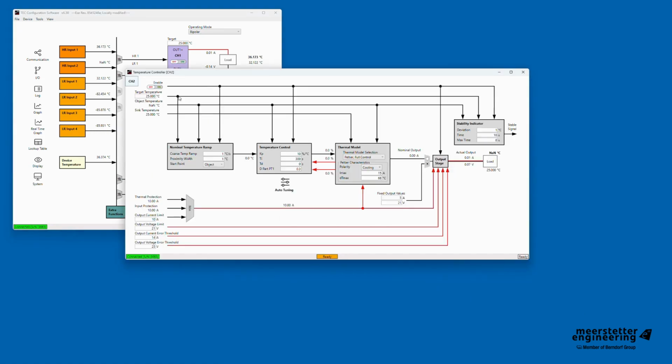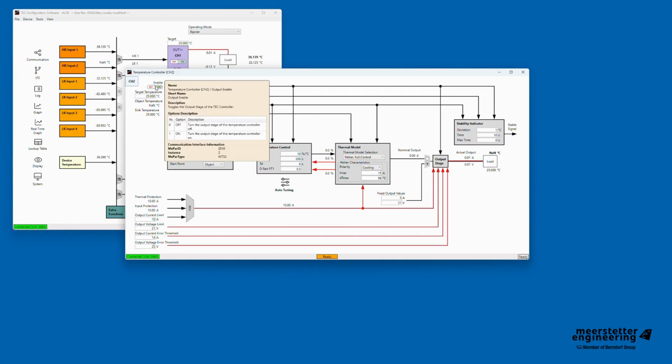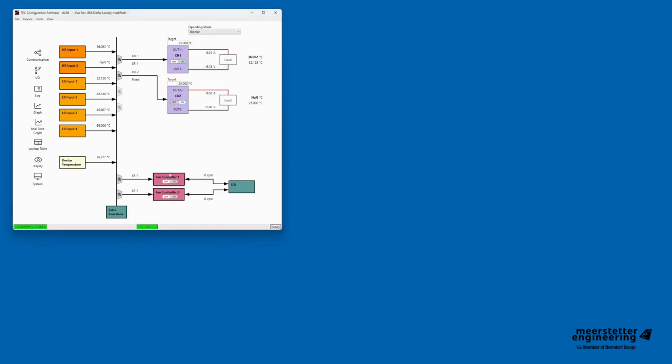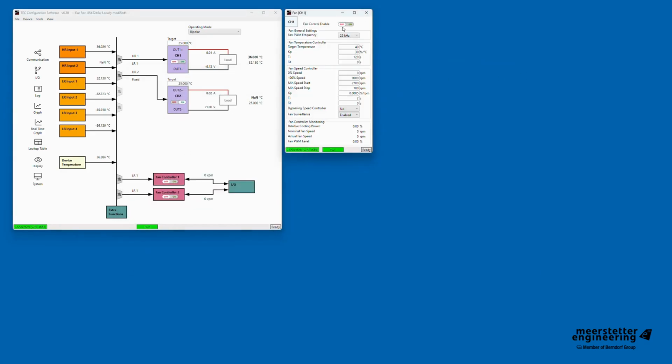Channel 2 is enabled, which powers the fan through the TEC controller. Additionally, fan controller 1 is activated to ensure adequate heat dissipation during testing.